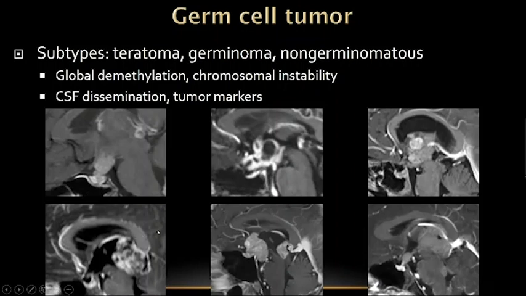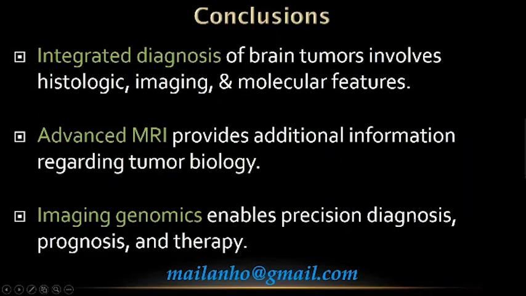Obviously, the tumor markers are very helpful for determining what subtype of germ cell tumor it is, and these can be responsive to chemotherapy and targeted therapy. There are many different genetic pathways involved, but global demethylation and chromosomal instability is a common feature. So in conclusion, integrated diagnosis of brain tumors involves a combination of histologic, imaging, and molecular features. The use of advanced MRI provides us additional information about tumor biology, and imaging genomics, this idea of precision medicine, will enable us to do better, faster, and more accurate diagnosis, prognosis, and treatment for patients. Thank you very much for your attention.